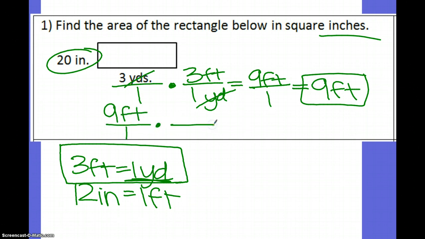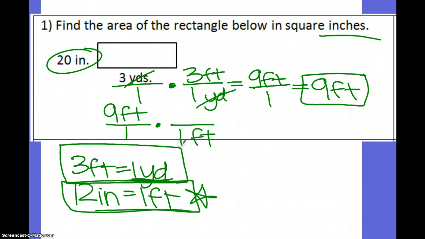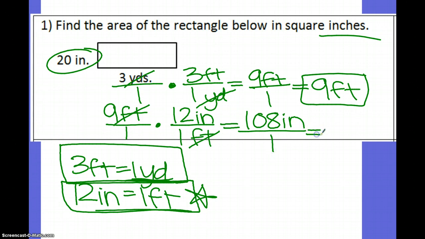I'm changing into inches, so I'm going to use the one that has feet and inches. This one now. And because I have feet on top, I want feet on the bottom. And there's 1 of those, so 1 foot. And that's equal to 12 inches, so 12 inches on the top. Feet cancels, multiply across. 9 times 12 is 108 inches. 1 times 1 is 1. But again, if you divide, that's just 108 inches.